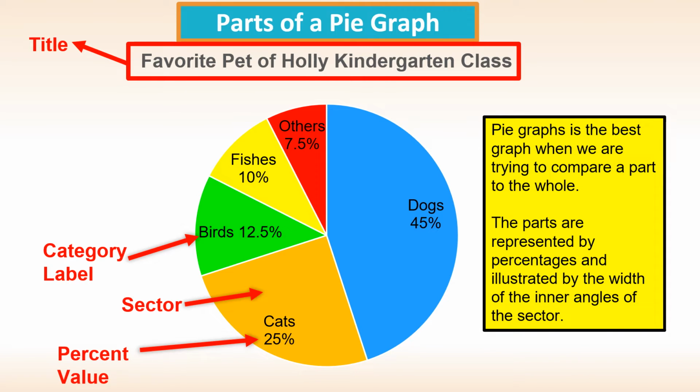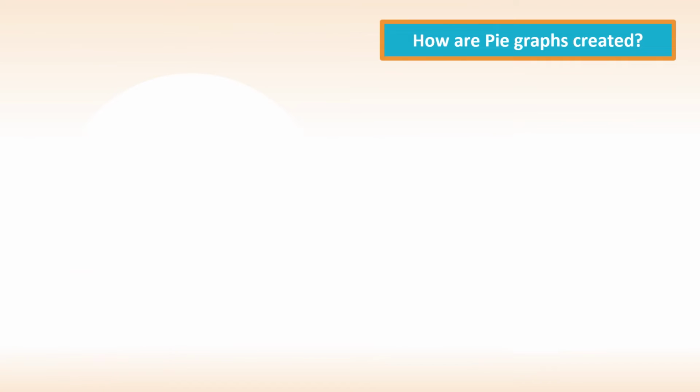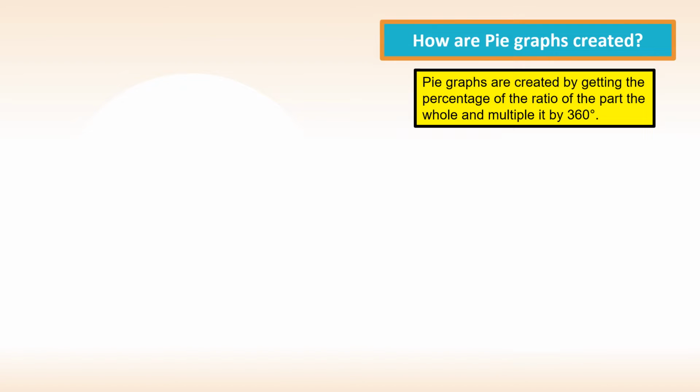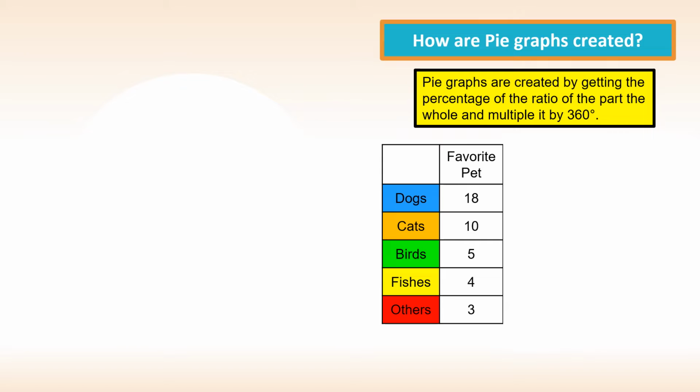A pie graph is the best graph when we are trying to compare a part to the whole. The parts are represented by percentages and illustrated by the width of the inner angles of the sector. How are pie graphs created? Pie graphs are created by getting the percentage of the ratio of the part to the whole, and multiplying it by 360 degrees. Take this for example, your favorite pet.